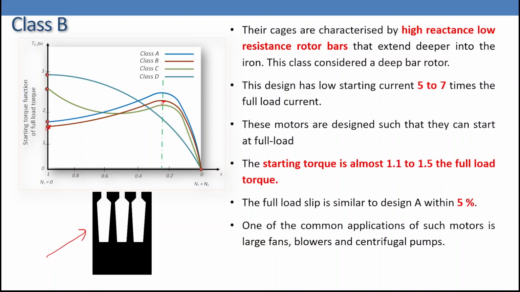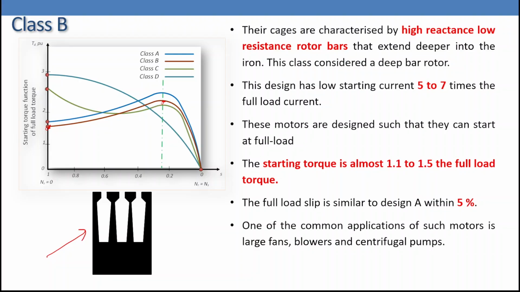This design has low starting current, 5 to 7 times the full load current, compared to Class A, which is 6 to 9 times. So these motors are designed such that they can start at full load. Compared to Class A, the starting current is too high. Similar to Class A, the starting torque is almost 1.1 to 1.5 times the full load torque, and the full load slip is similar to design A, within 5%. They can be used for the same applications such as fans, blowers, and pumps.